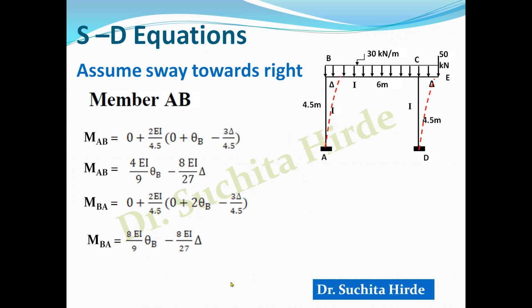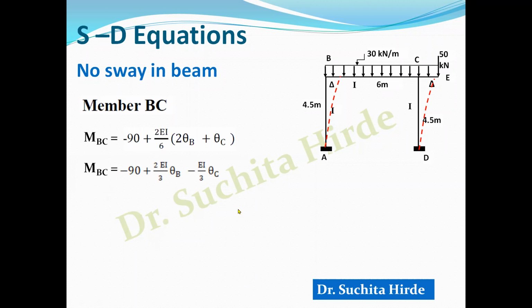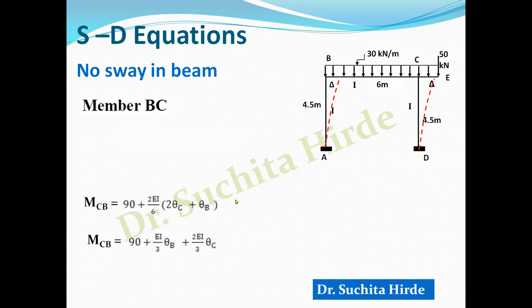Next, we will write the slope deflection equations for beam BC. Now in beam BC, there will not be this delta term. So MBC is the fixed end moment minus 90 plus 2EI by L twice theta B plus theta C. Please note there is no delta term in this equation. If you simplify this, you will get an equation like this for BC. Similarly, you can write for CD. 90 is the fixed end moment, 2EI by L twice theta C plus theta B. You will get an equation something like this. So these are the equations for beam BC.